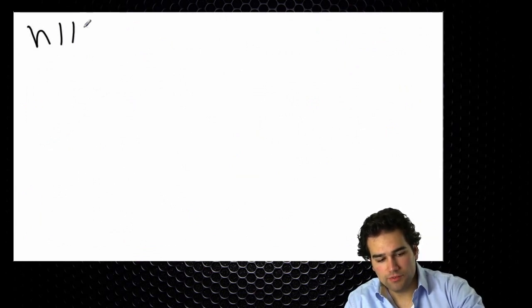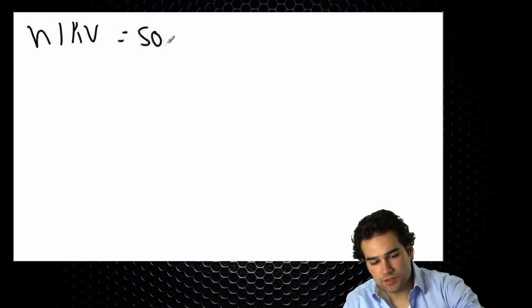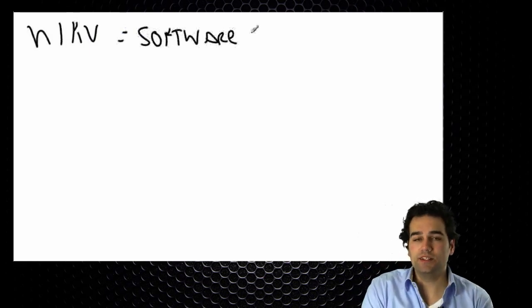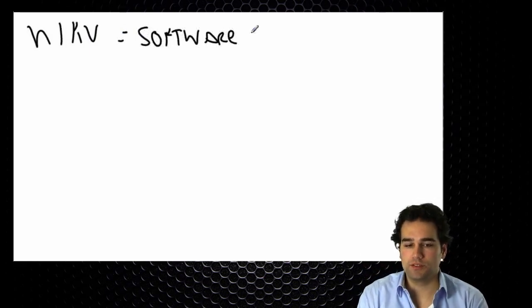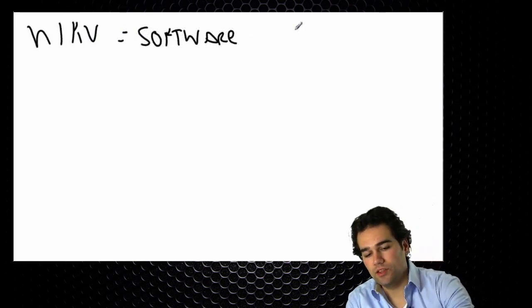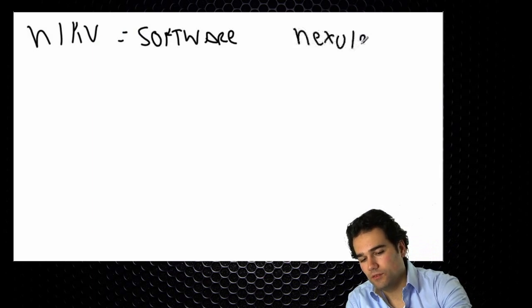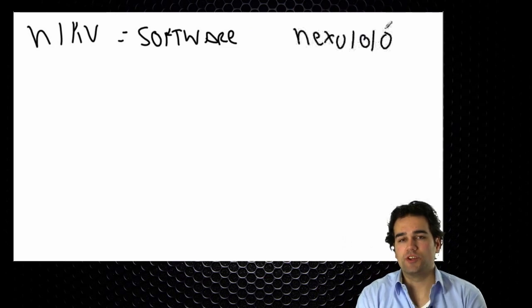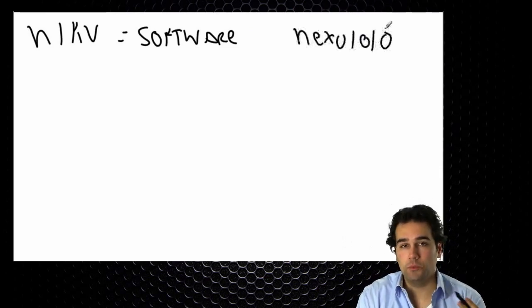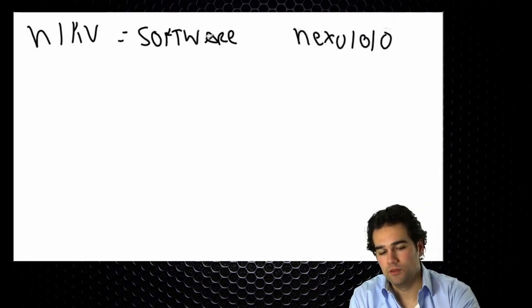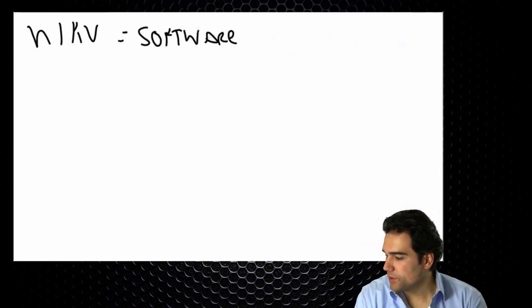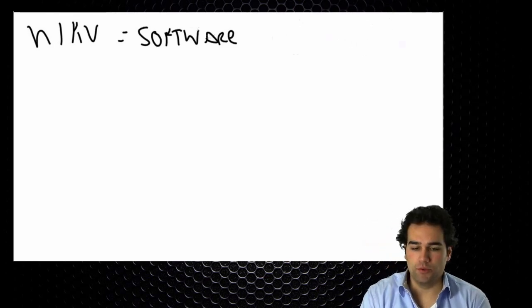Or N1KV is the short name for it. The N1KV is a fully software-based product. There is not a single hardware deployment for this. There is a thing called the Nexus 1010, which is basically a C-series server which hosts a number of VMs, and one of them can be a Nexus 1000V. But that's not in the scope of the lab. Nexus 1000V is a full software component.